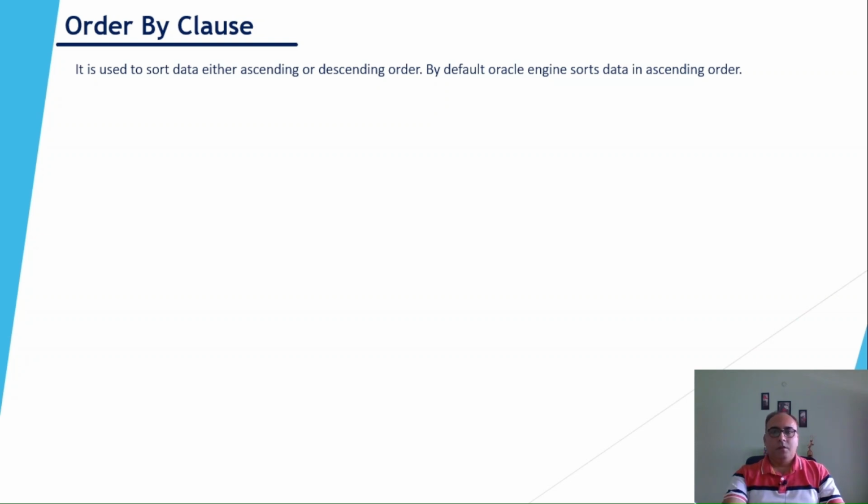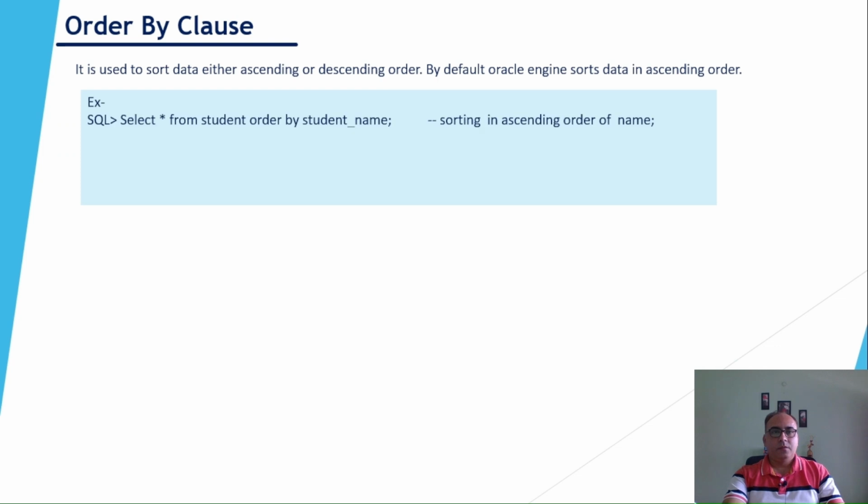Now let's look at some examples. Select star from student order by student name. So it will sort data in ascending order of name. Another one is select star from student order by student name, and then we are specifying here the order DESC. It means it will sort data in descending order of name.